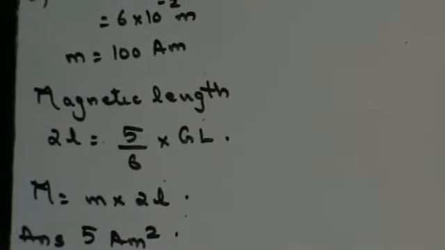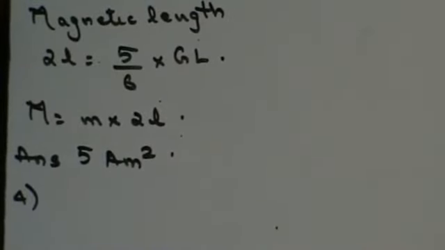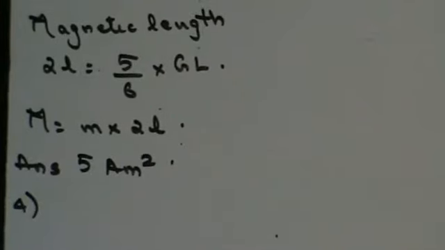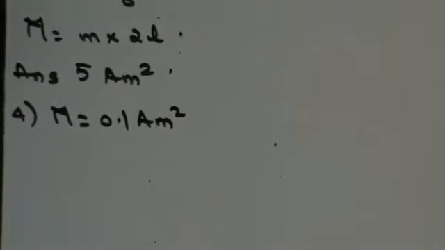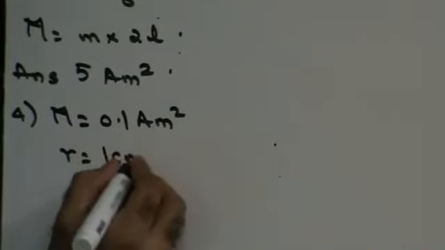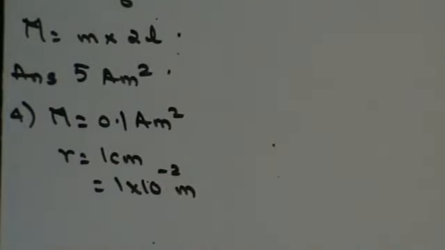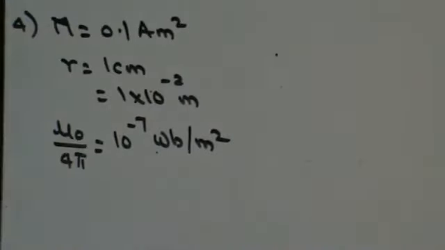Next, take down next one please. Calculate the magnetic induction due to a short magnetic dipole of moment 0.1 ampere meter square at an equatorial point 1 centimeter away from the center, if mu 0 upon 4 pi is 10 raised to minus 7 Webers per ampere meter.